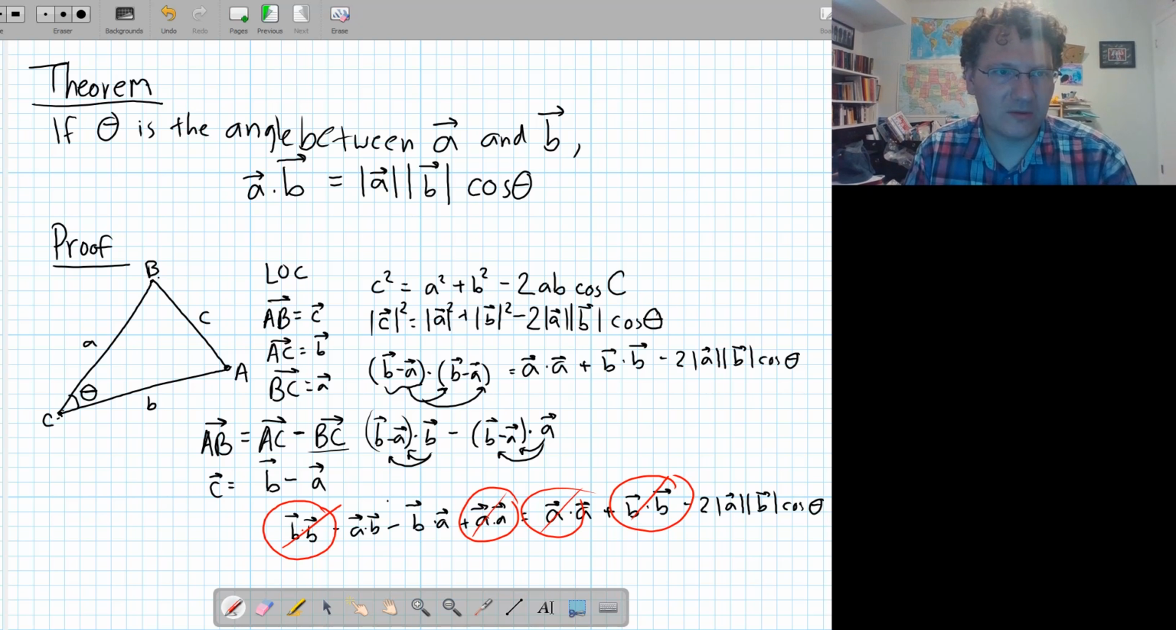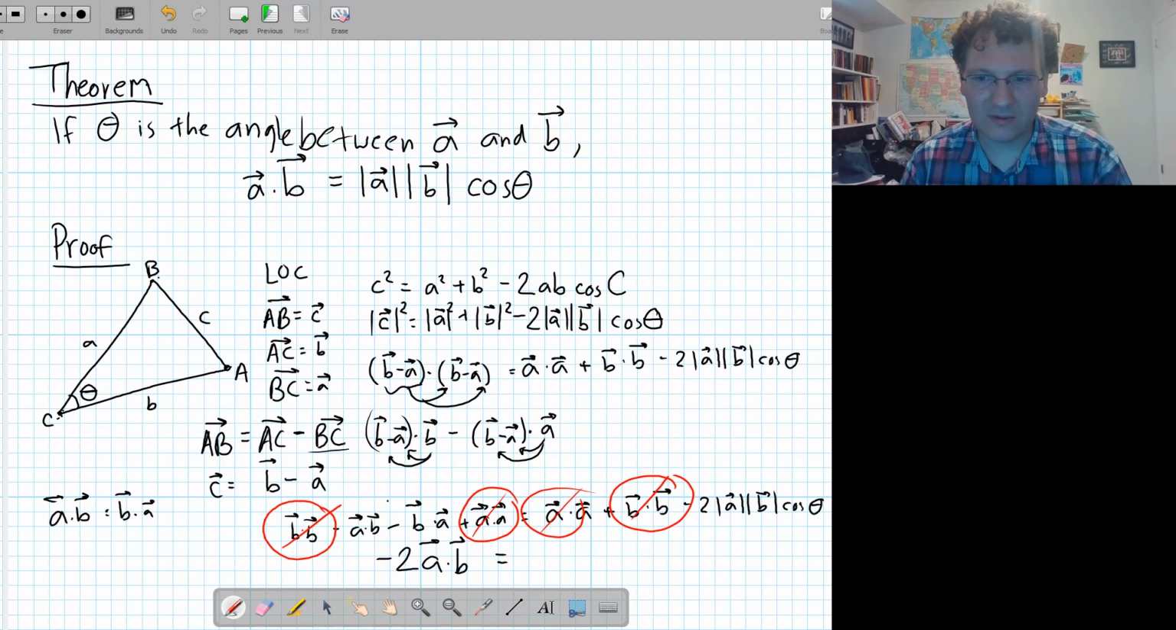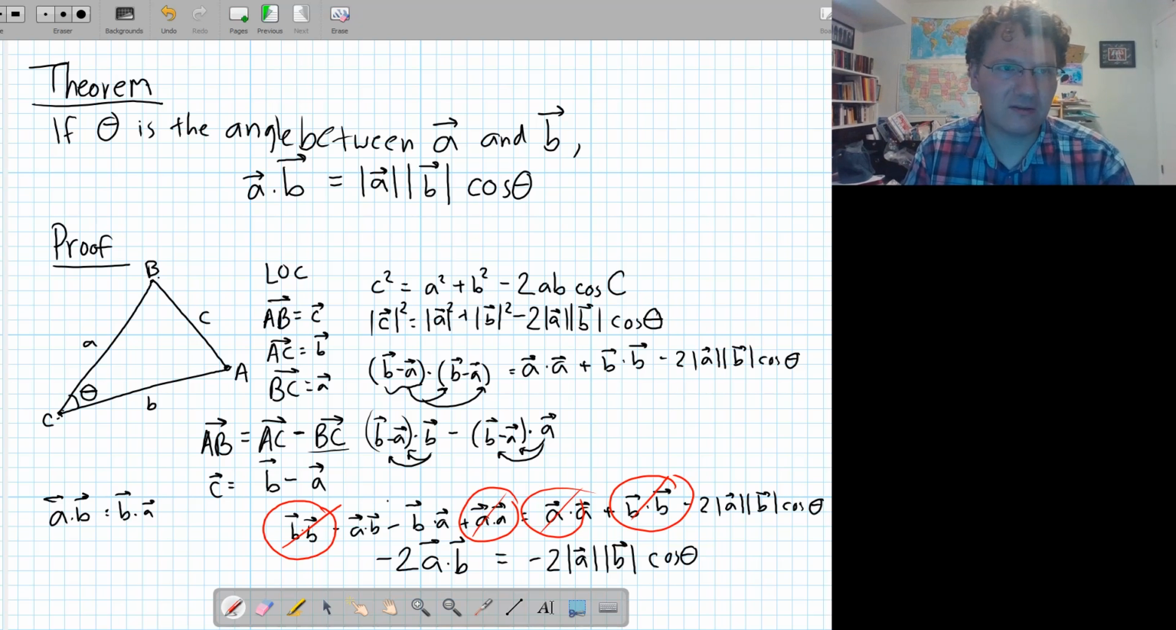And also, I want to remind you that A dot B is the same as B dot A, right? And so what we've got on the left-hand side is minus 2 times A dot B equals minus 2 magnitude A magnitude B cosine of the angle. And if we divide both sides by minus 2, what you're left with is the theorem that we have above, the result of the theorem.